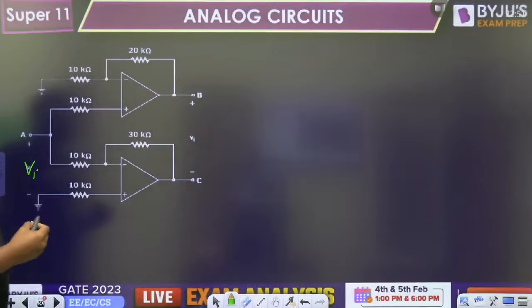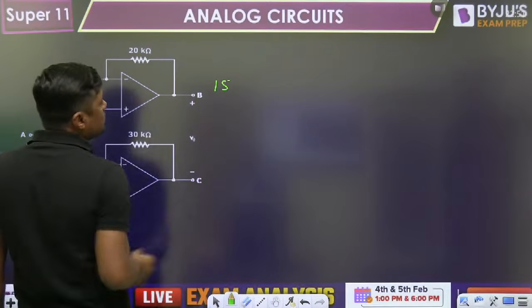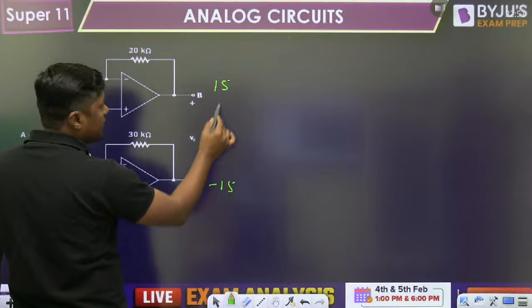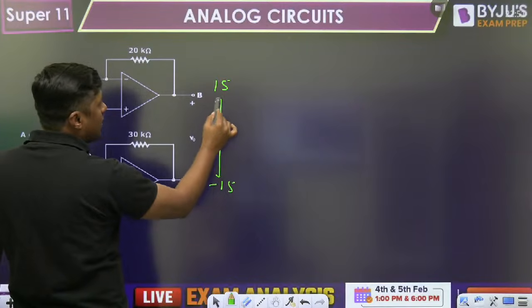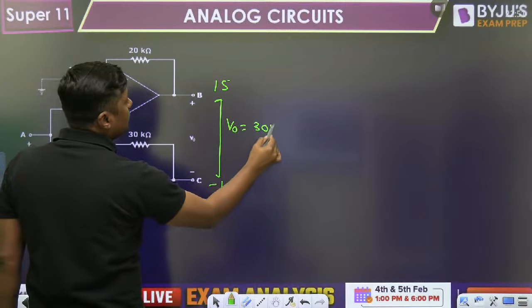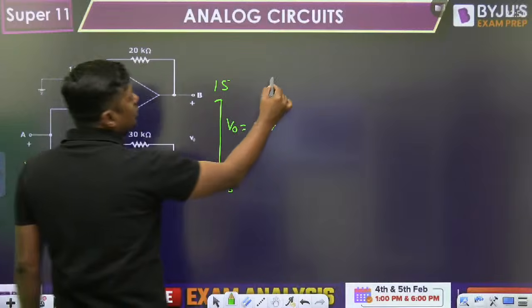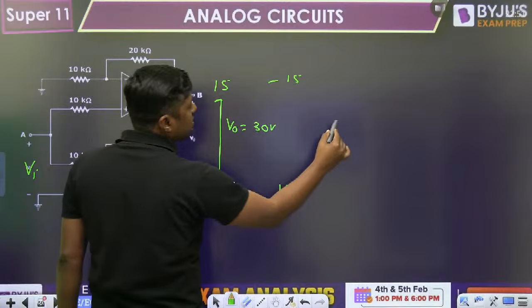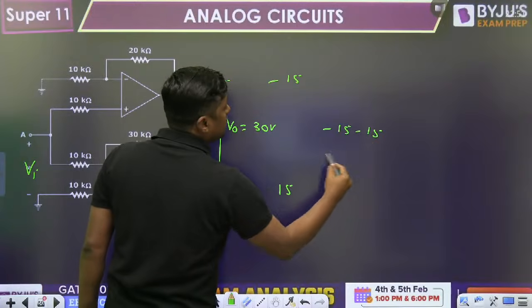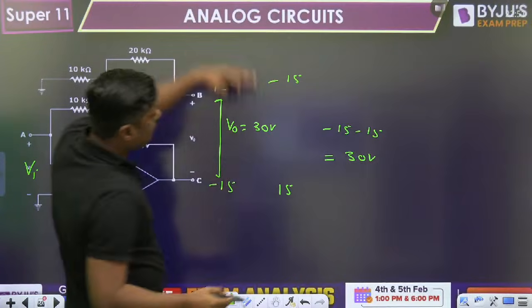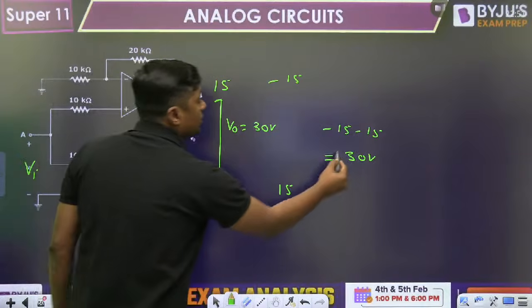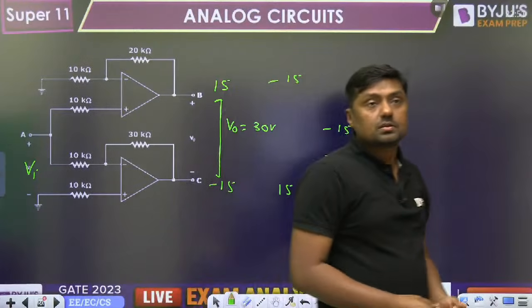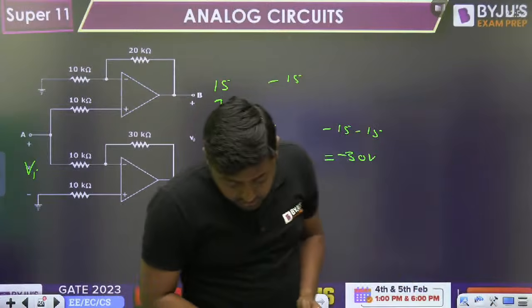Right? This is the last one. What is the highest value of this? 15. What is the lowest value of this? Minus 15. So what is the total range? What is the V0? 30 volt. Similarly, what is the lowest value? Minus 15. What is the highest value? 15. So what is the total range? Minus 15 minus 15, that is what? Minus 30 volt. Highest value 30 volt, lowest value is minus 30 volt. Yes, so that is what is written in this question.